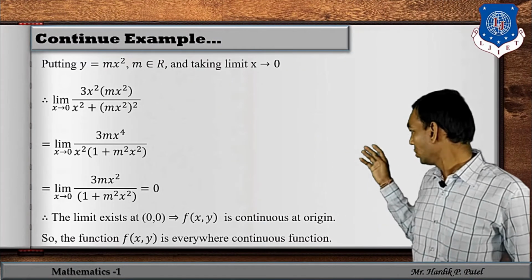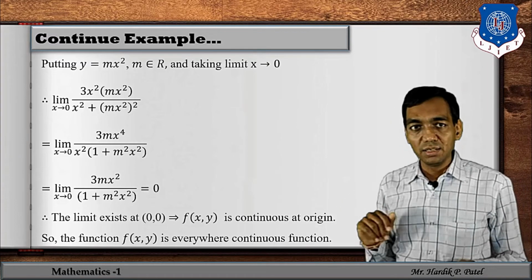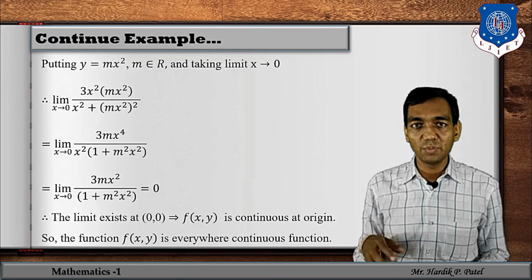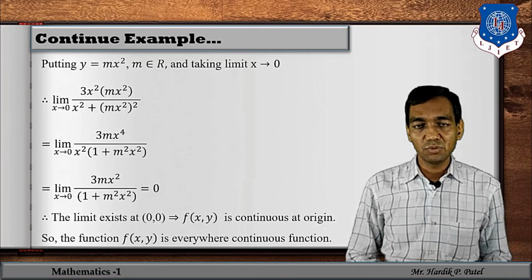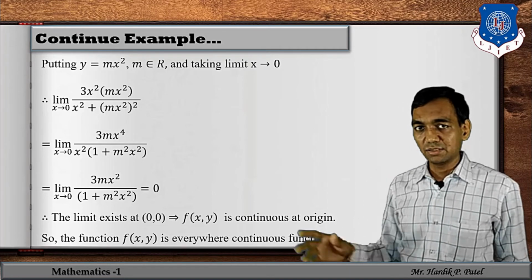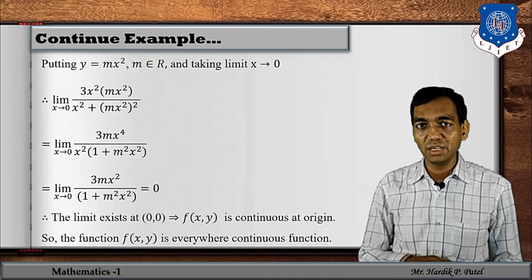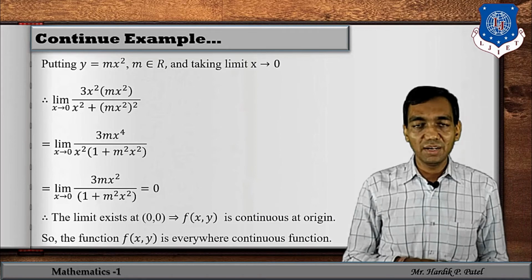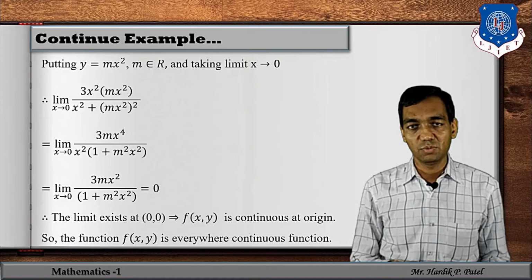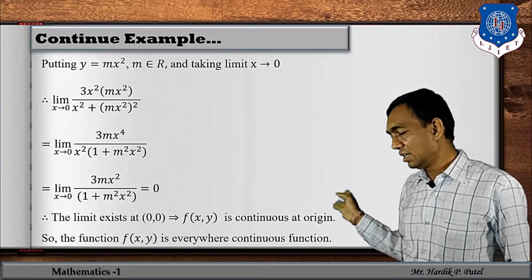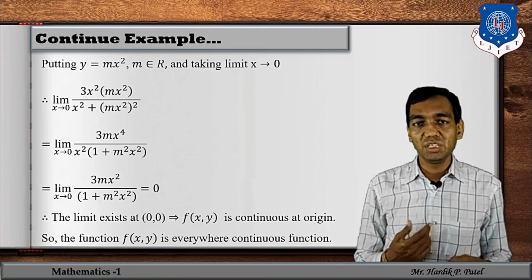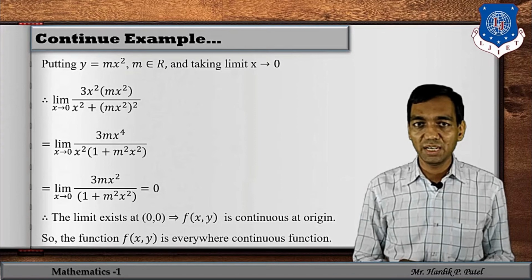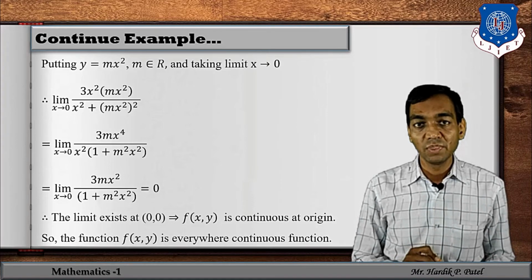In the same manner, if you put y is equal to mx square, then you will have limit x tends to 0, 3x square into mx square divided by x square plus mx square the whole square. X square is common from numerator and denominator, and you will have limit x tends to 0, 3mx square divided by 1 plus m square x square. Again, if you apply the limit, then it has a value 0. That means you have a value 0 for all of the paths, and therefore the limit at the point exists and it has a value 0.